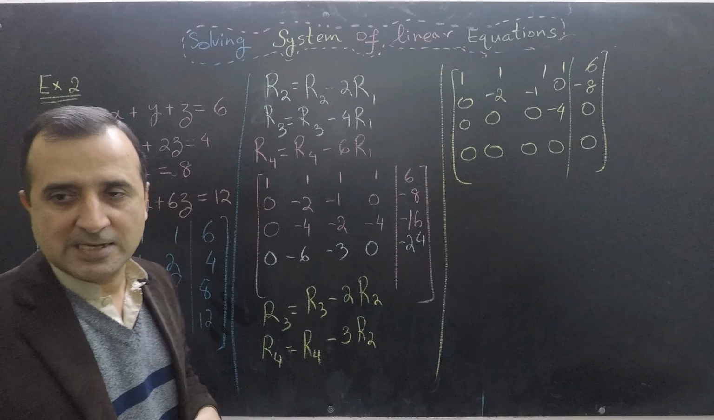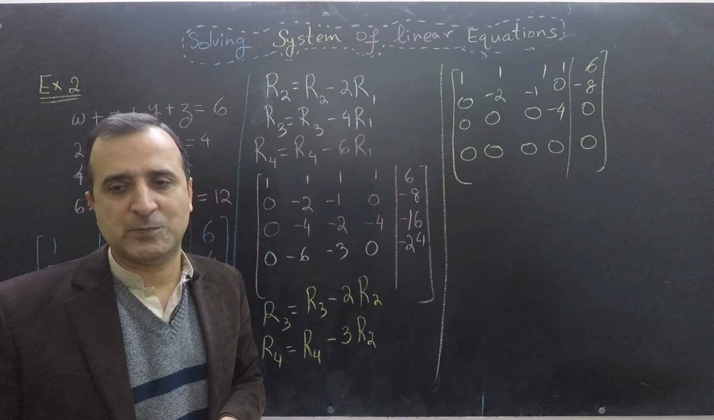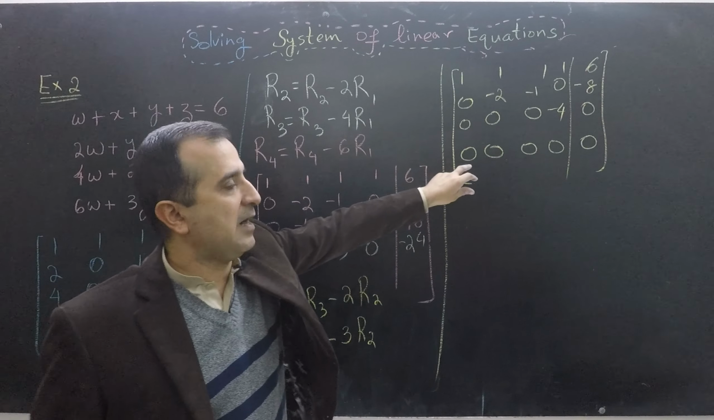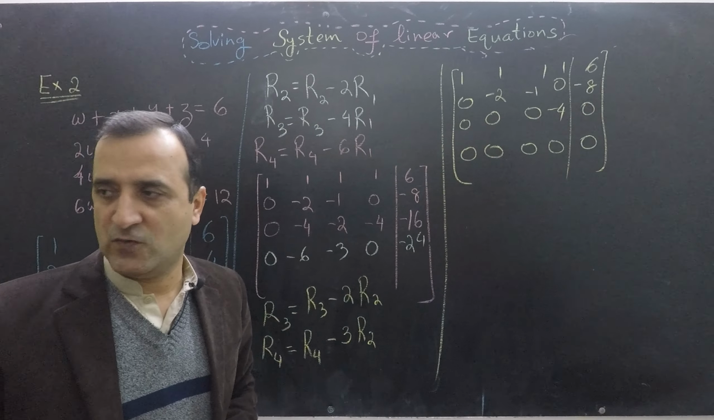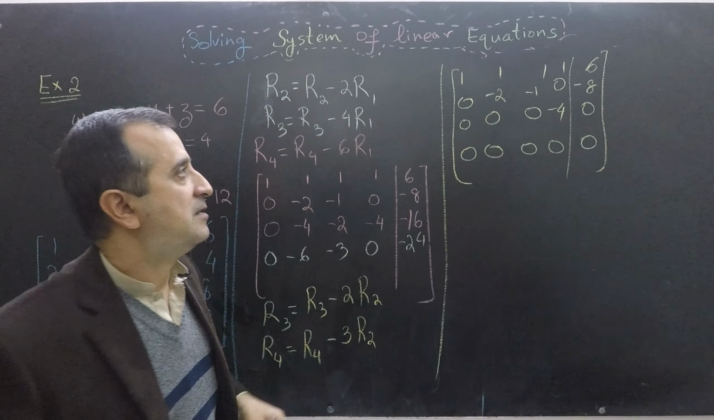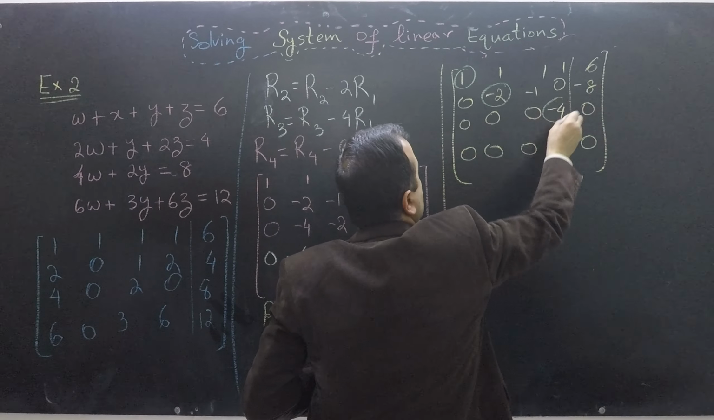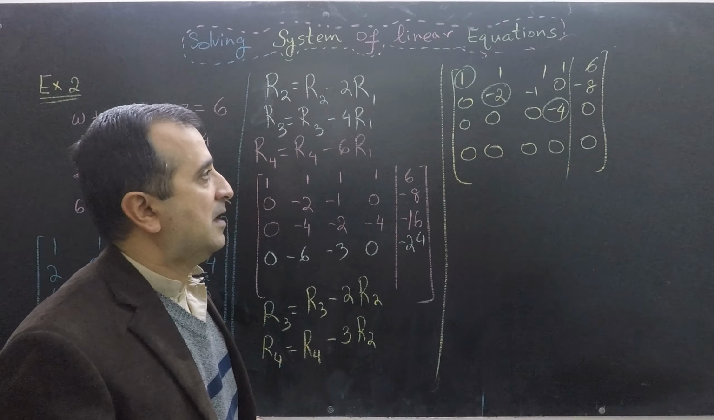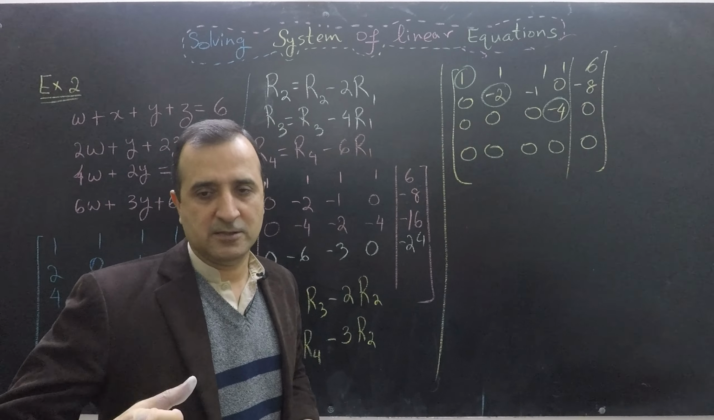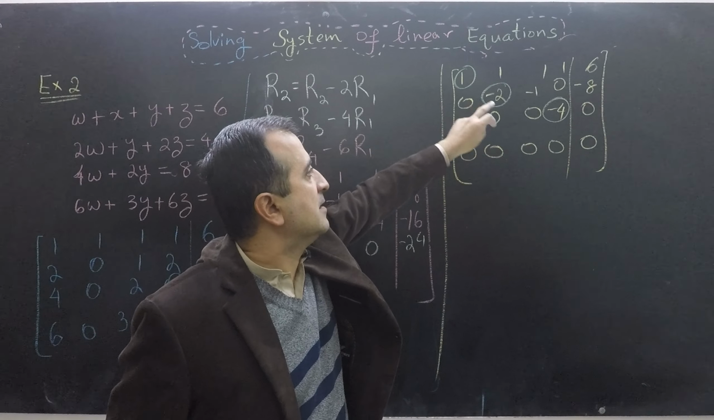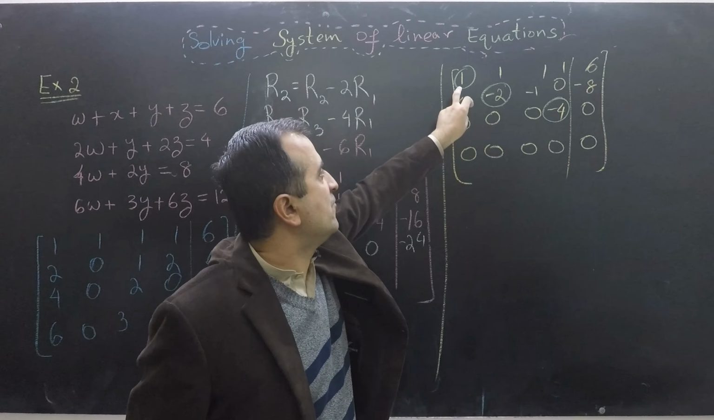So the first condition is that all the zero rows must be at the end. So zero rows are at the end, so the first condition is fulfilled. The second condition is about the pivots, so let's mark the pivots. We have a pivot here, here, and here. And each pivot must be on the right-hand side of the pivot before it. So this pivot must be on the right-hand side of 1. This pivot must be on the right-hand side of minus 2. So yes, it is in row echelon form, because both rules are fulfilled.